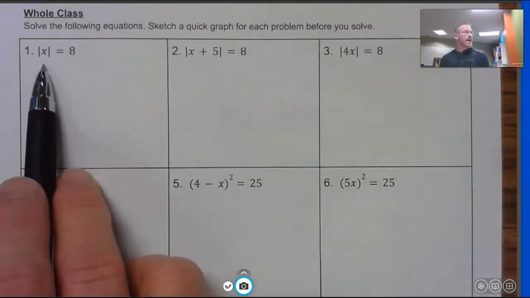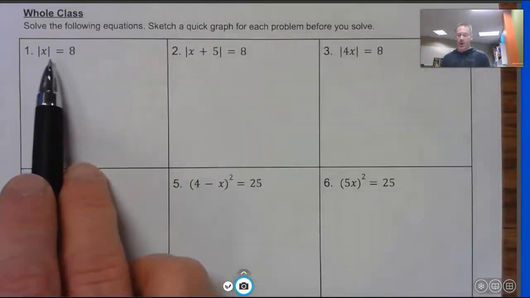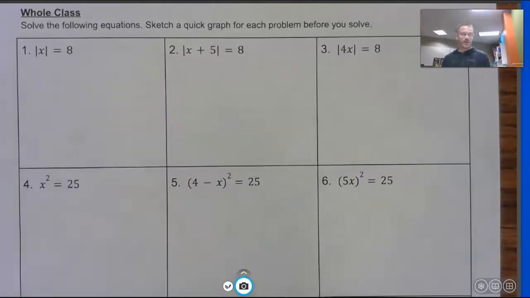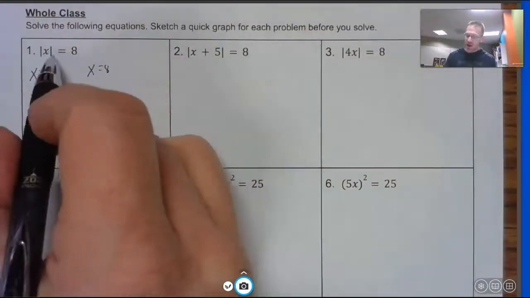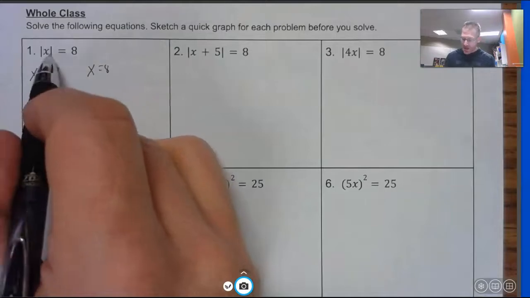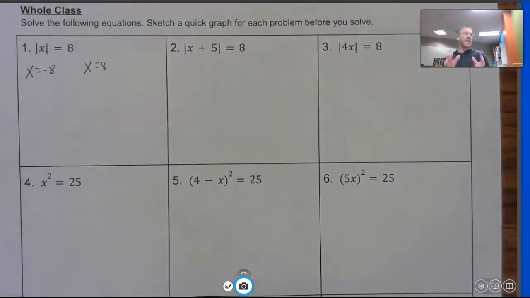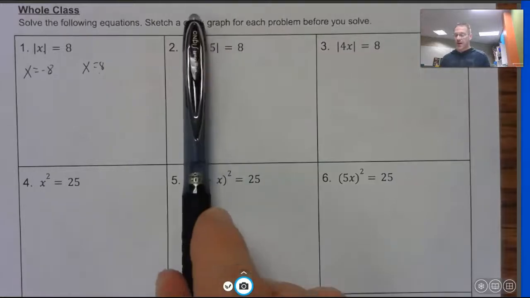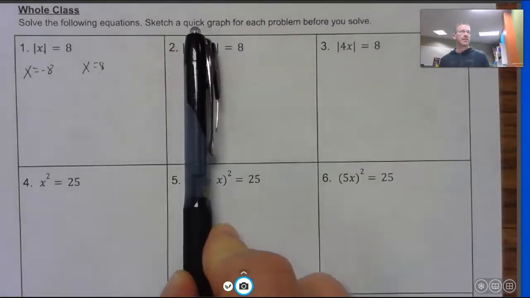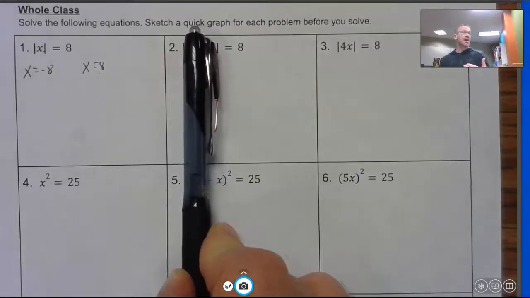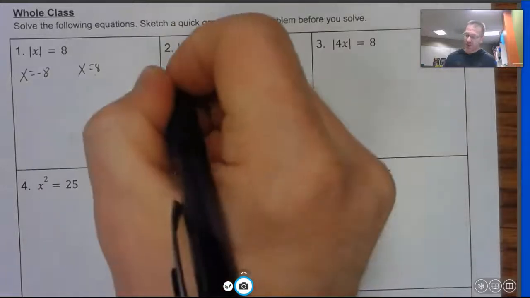Absolute value of x is equal to 8. Well, what numbers have an absolute value of 8? It could be negative 8 or 8, right? So x could be negative 8, x could be positive 8. That's the math fact. That's it. Now notice number 2 here. If I cover this up, I still have the absolute value of something is 8, right? Well, that something is still going to be negative 8 and 8. That's not going to change. But what could be negative 8? X plus 5 could be negative 8.